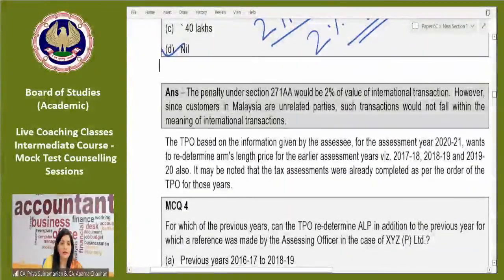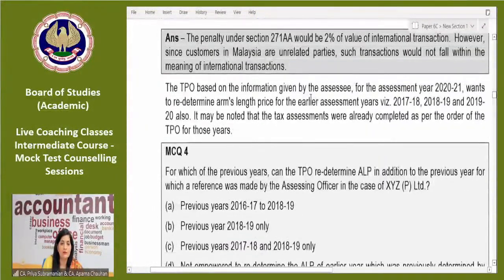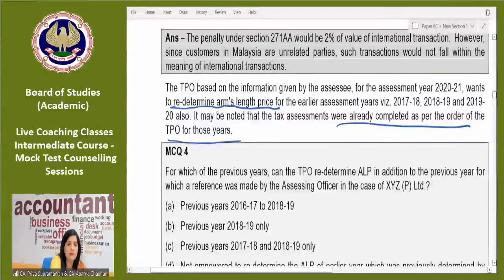Next is the paragraph. This is the other paragraph, which says the TPO, based on the information given by the AO for the assessment year 2021, wants to redetermine. You have to read the words carefully. Redetermine the arm's length price for the earlier assessment years, namely 1780, 1890, 1920 also. It may be noted that tax assessments were already completed as per the order of the TPO for those years. Already assessments are completed.